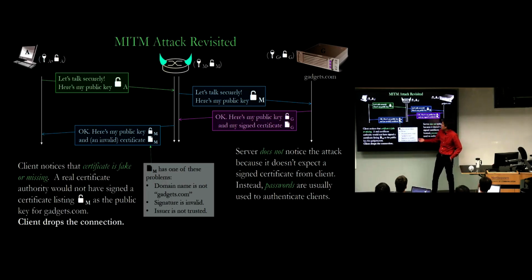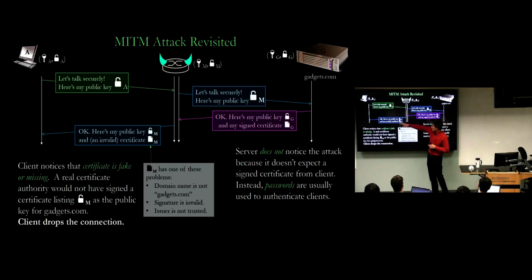It turns out that the man in the middle is not going to be able to generate a valid certificate in the response. So it's going to have one of several problems. Problem A, the domain name of the certificate might not be gadgets.com. It can't be gadgets.com because any valid certificate signing authority should not sign a certificate from this random person claiming that they're gadgets.com, because when they try to verify it, that should fail. Okay.